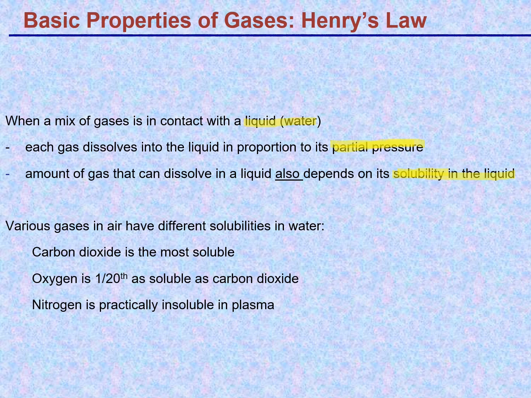Now, not only are there different partial pressures, but the solubilities in water vary significantly. Carbon dioxide is quite soluble within water, whereas oxygen is not particularly soluble. It's only 1/20th as soluble as carbon dioxide. And nitrogen is practically insoluble in a water-based medium. It says in plasma, but we can call it water or plasma. So it's not going to diffuse across and be present within the blood plasma. So the key gases that are moving between the alveolar space and the blood one way or the other are carbon dioxide, CO2, and oxygen, O2.